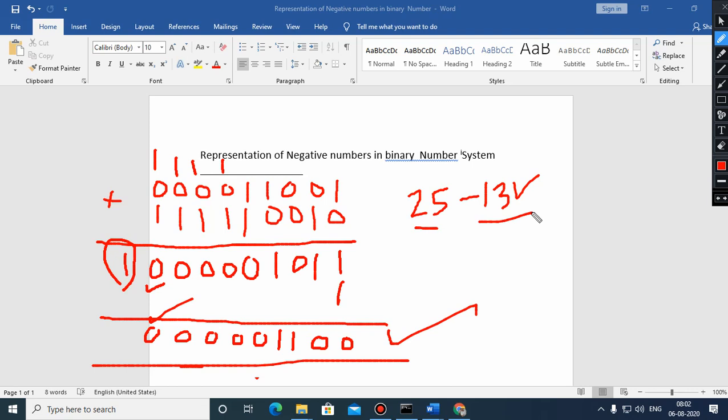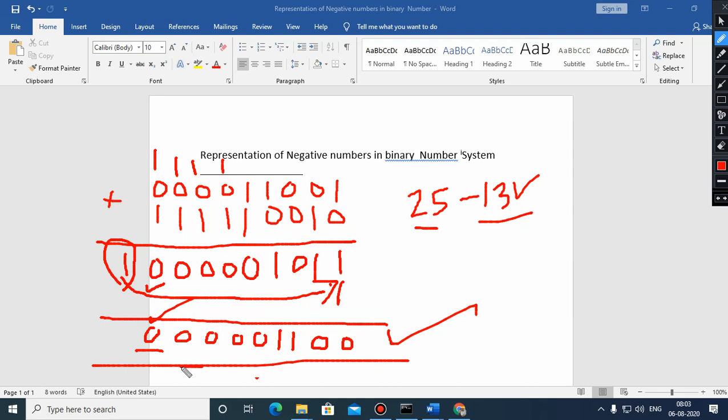So always remember, when you use the 1's complement method, you need to represent negative numbers using 1's complement, and then the original number, which is the positive one, 25 plus minus 13, you have to do. So you have to add 25 with the negative representation of that binary, which is minus 13. And then you have to utilize this overflow bit here, and the final answer will be this one, which is a positive number.